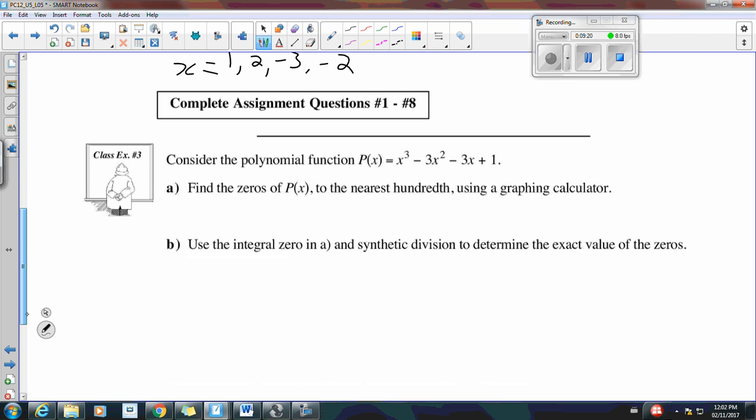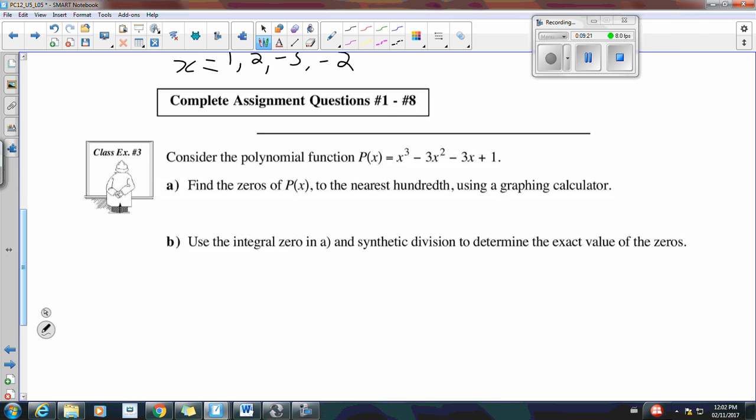Okay, 3 is a slightly different application of this. So consider the polynomial function p of x equals x cubed minus 3x squared minus 3x plus 1. Find the zeros of p of x to the nearest hundredth using a graphing calculator. So if you were to graph this and find all the zeros, you would get -1.00, 0.27, and 3.73.